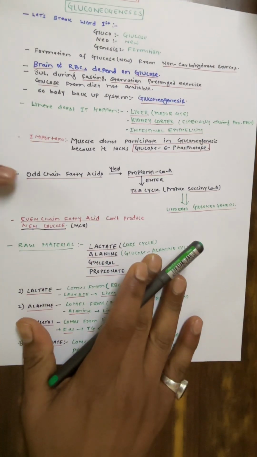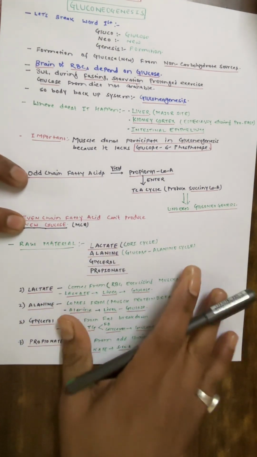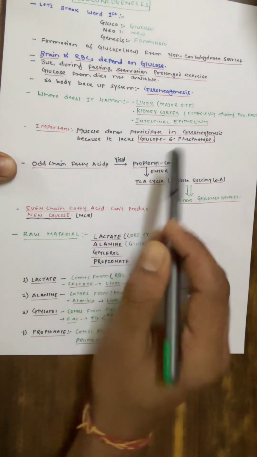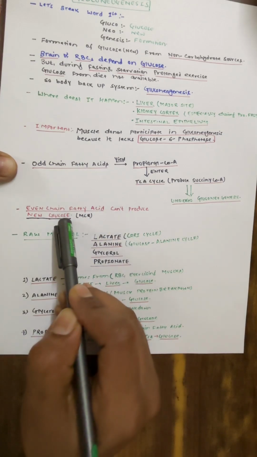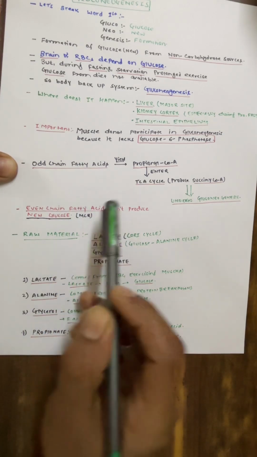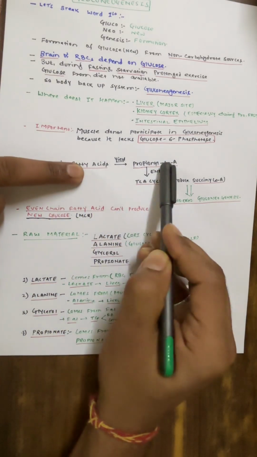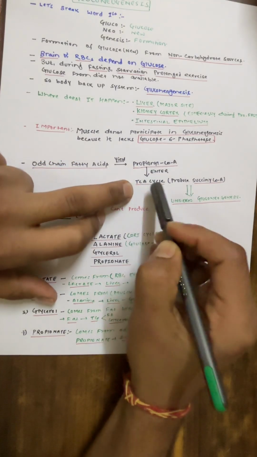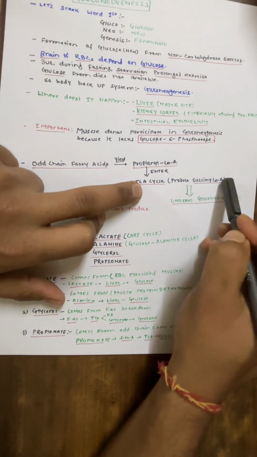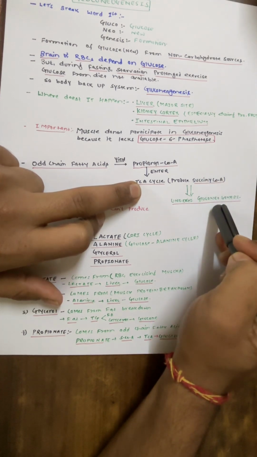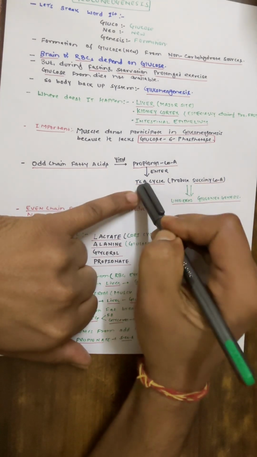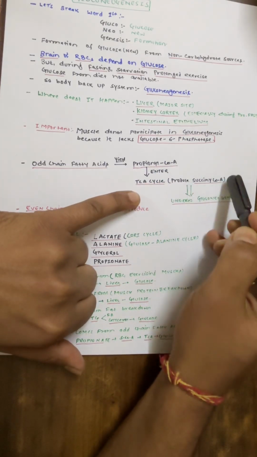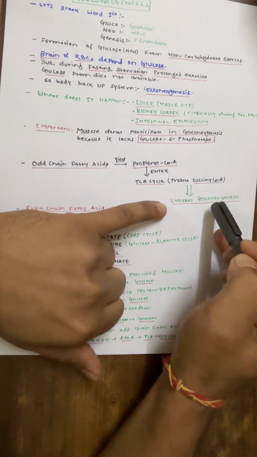Now these two points are very important from the MCQ point of view. Always remember that odd chain fatty acids participate in gluconeogenesis. Even chain fatty acids can't produce new glucose. Odd chain fatty acids yield propionyl coenzyme A, which enters the TCA cycle, the Krebs cycle, and from the Krebs cycle it produces succinyl coenzyme A, and that succinyl coenzyme A undergoes gluconeogenesis. In our last video on the TCA cycle we talked about this step where succinyl coenzyme A forms.